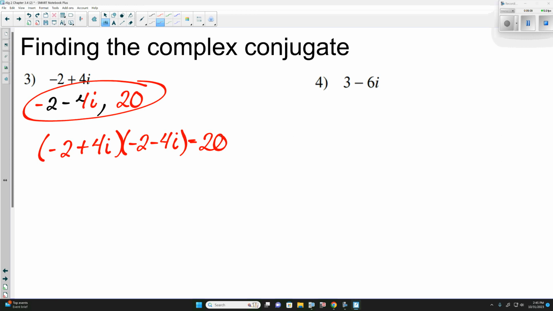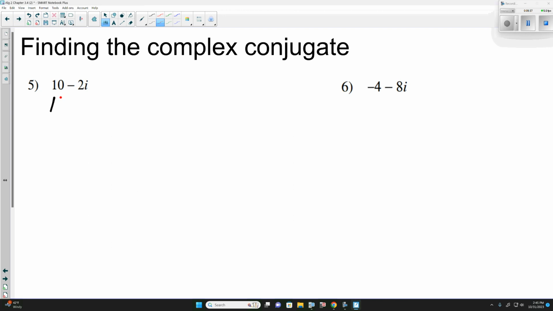Number 4, what's the complex conjugate? 3 plus 6i. And if we multiply those together, we get 45. Questions on complex conjugates and their products? We feel good with these here? Yeah. 10 minus 2i would be 10 plus 2i. And our product is 104.